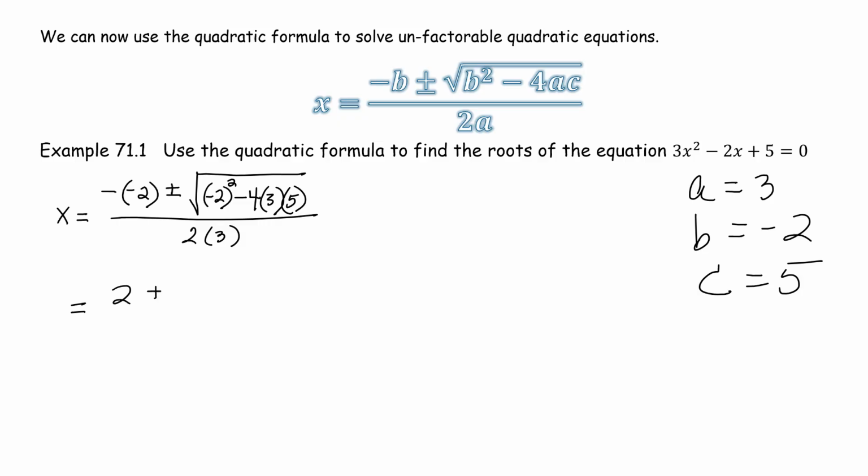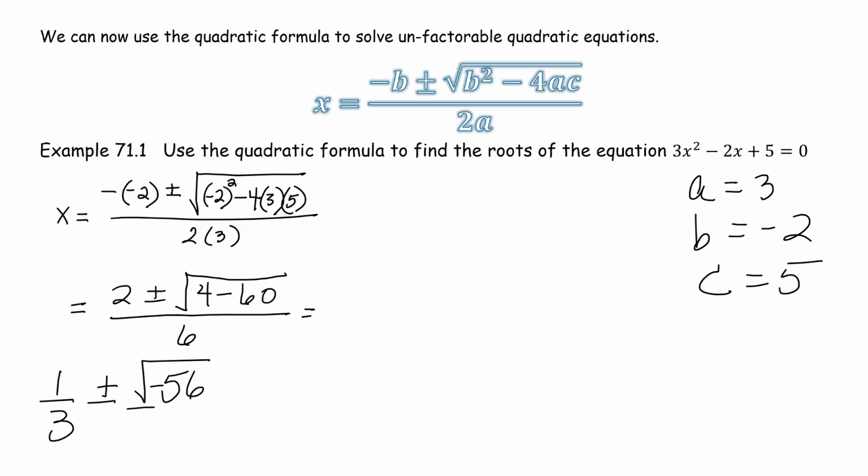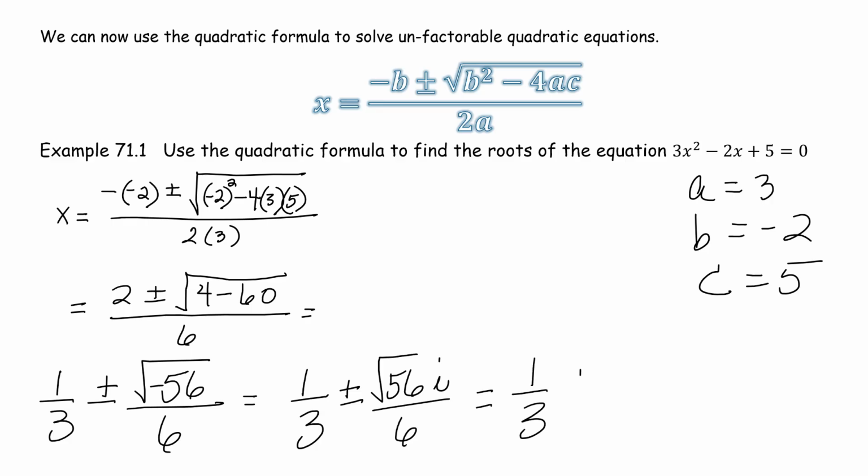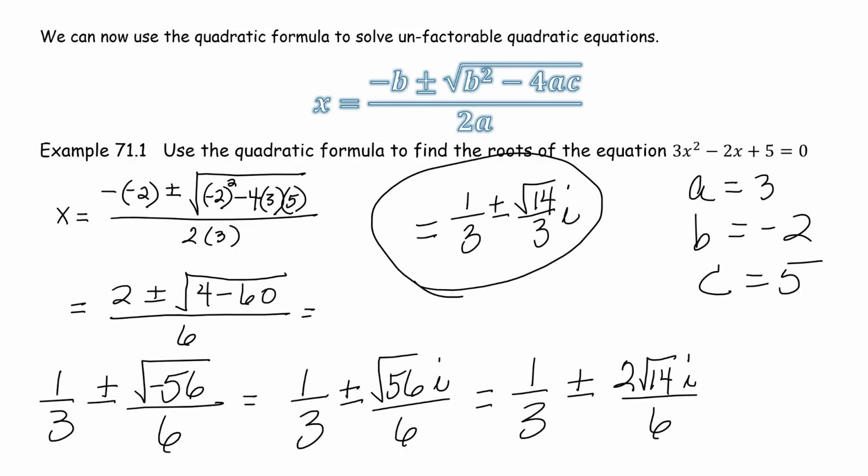And now I'm just going to simplify that. And I'll have 2 plus or minus the square root of 4 minus 60 over 6. And then I will simplify it further to 1/3 plus or minus the square root of negative 56 over 6. And then I will use Euler's notation to rewrite that in the right way so that I can simplify that radical, reduce it to 2 times the square root of 14 i over 6. And you would reduce that to 1/3 plus or minus the square root of 14 over 3 i.